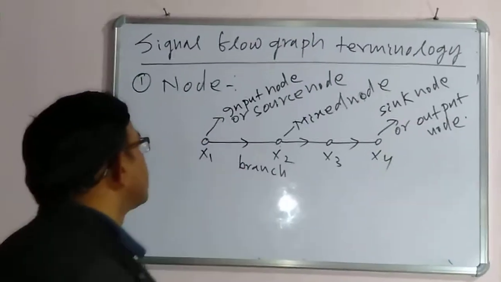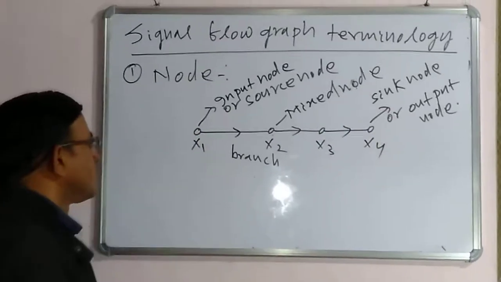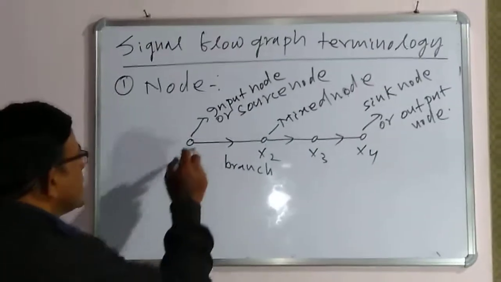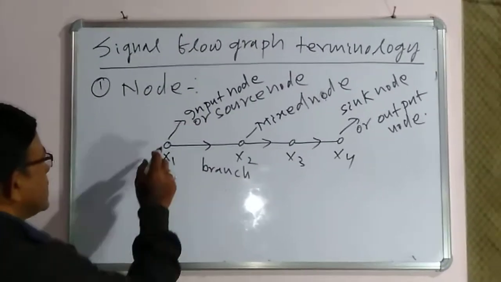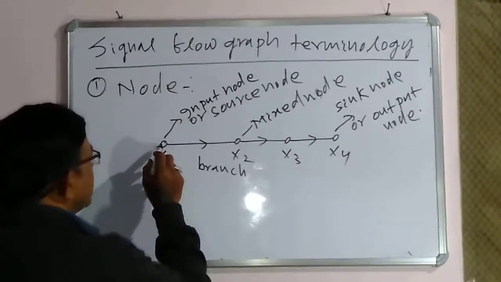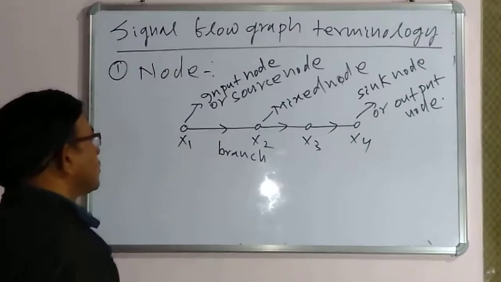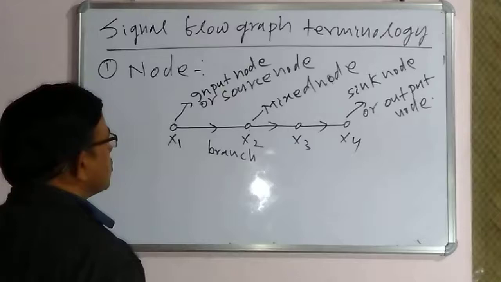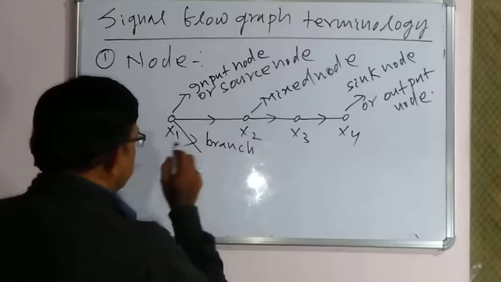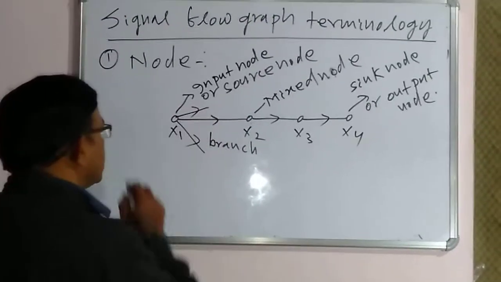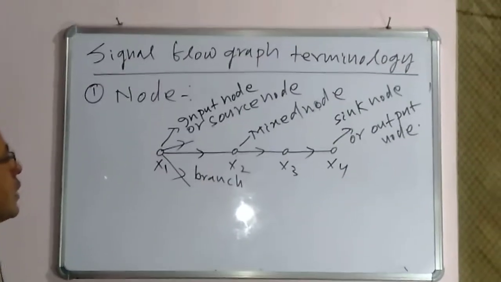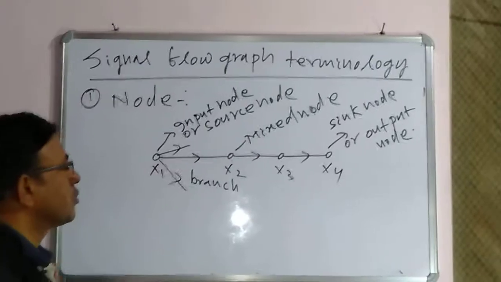So what is called an input node or source node? The node where no incoming branches are there. It means the incoming branch is 0. There are no incoming branches connected to the input node or source node, only outgoing branches like this. We can also draw other outgoing branches here, but there are no incoming branches. Then that is called a source node or input node.